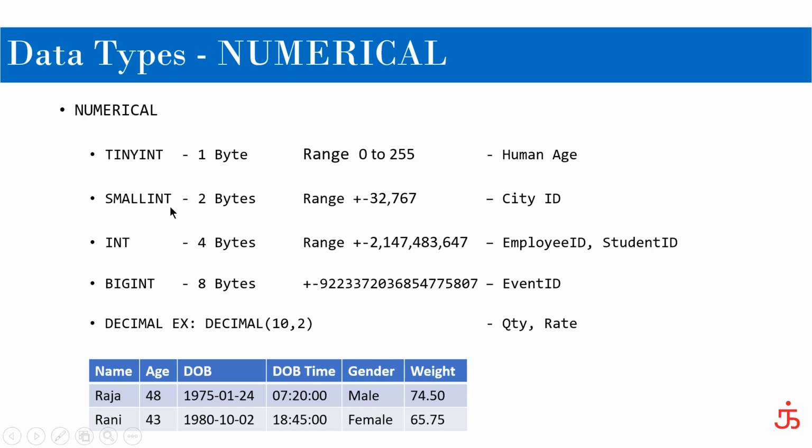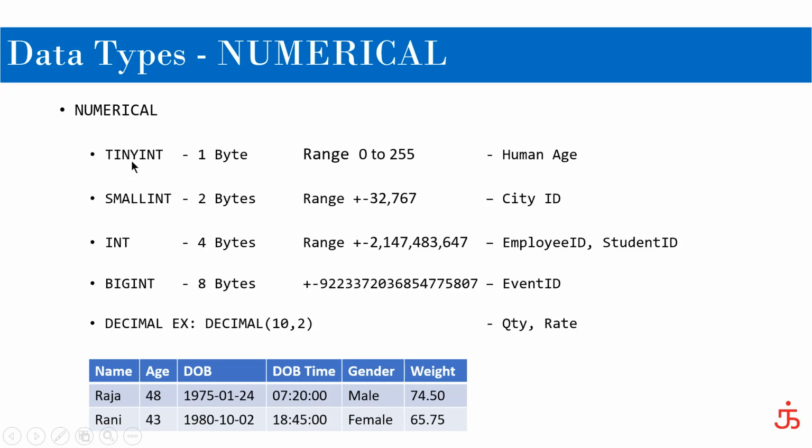Okay, so we have a small int. It only occupies 2 bytes, only half of the integer bytes, and the range it can store is negative 32,767 to positive 32,767. Generally, you can use it to store city ID, or sometimes a menu card ID. You may not have more than that. In case you want to store item ID, let's say they may have some in thousands, then you can use small int to define the item ID.